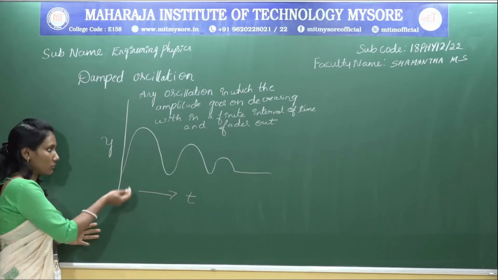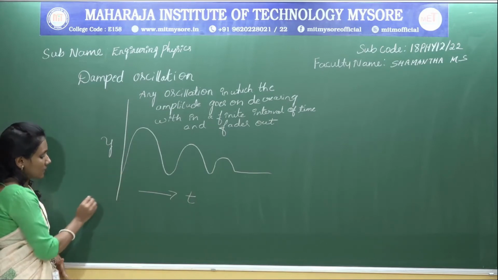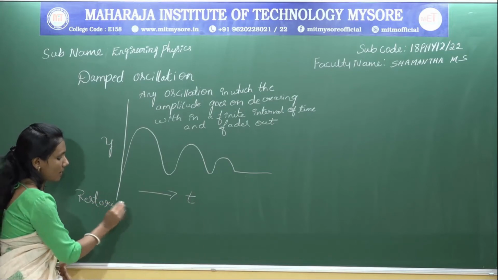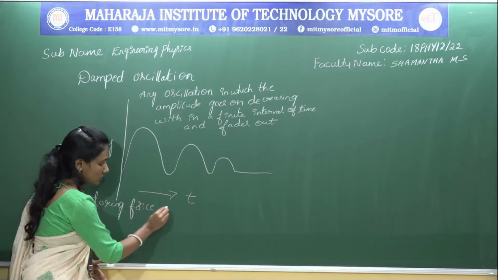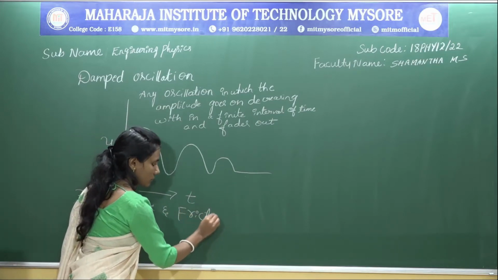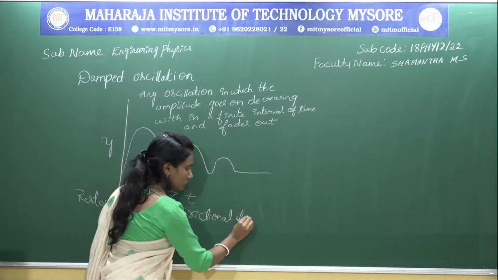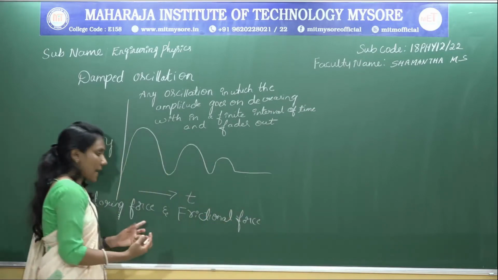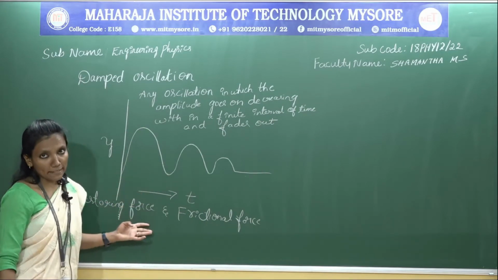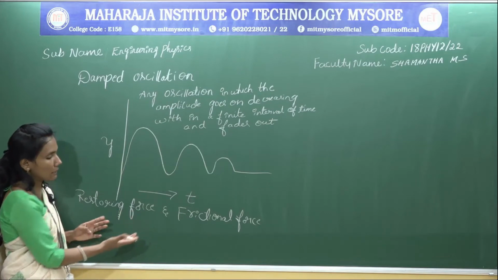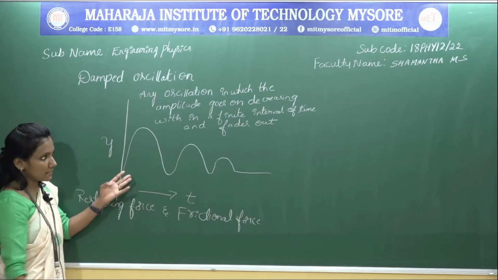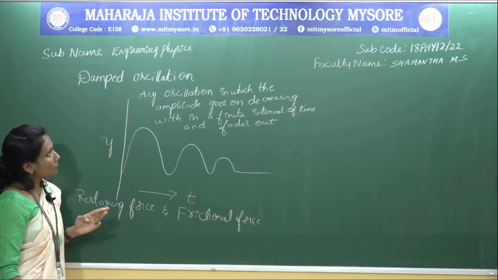And also we can say in another way, when the restoring force and frictional force are acting on a body, then the motion of the body will terminate, or while it is coming back to its equilibrium position, the amplitude goes on decreasing. So that is also called damped oscillation.